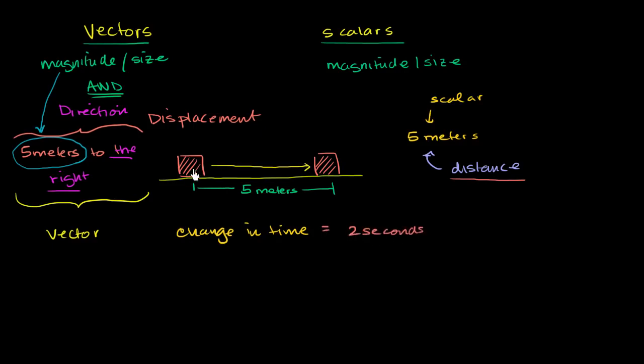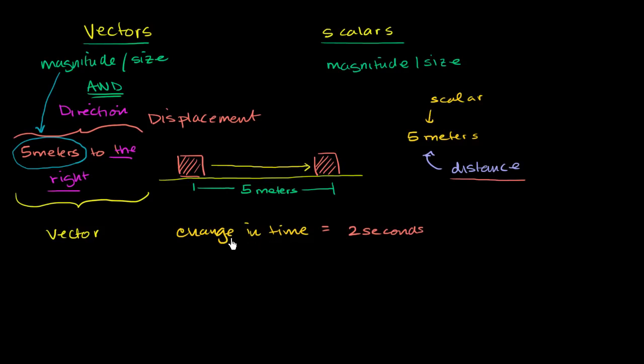So maybe right when the block started moving, on my stopwatch it said 0, and when it got to this position, my stopwatch said 2 seconds. So the change in time, or the duration we're dealing with, is 2 seconds. For all we know, time only goes in the positive direction, so you could pick it as a vector or a scalar quantity, because there's only one direction for time, at least in what we're going to deal with for the simple physics.